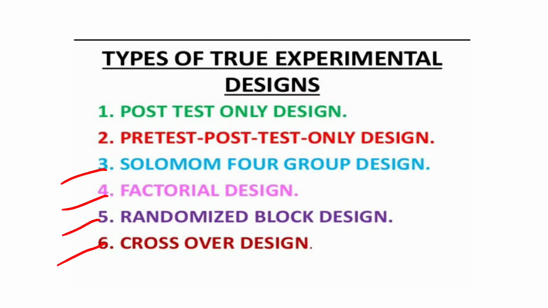See, types of true experimental design. There are many types: post-test only design, pre-test post-test design, Solomon four group design, factorial design, randomized block design, crossover design. Why I have marked from 3 to 6 is because the Solomon four group design, factorial design, randomized block design, and crossover design we have already discussed in our channel. If you have not watched those videos, I have given the link in the description box, suggested end card and I card of the Nursing Research and Statistics playlist.